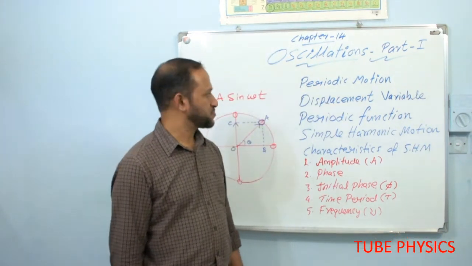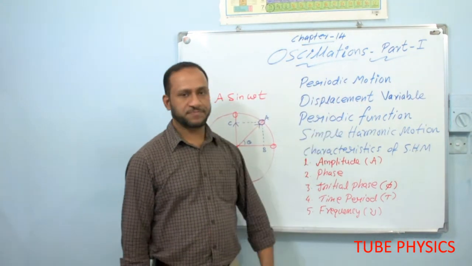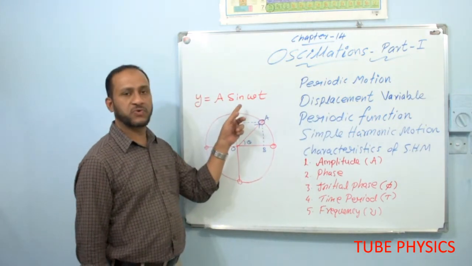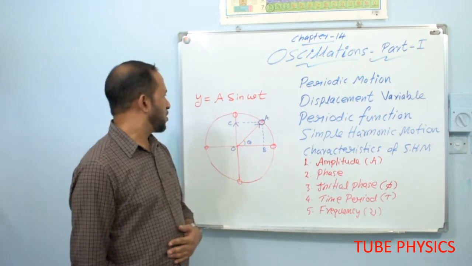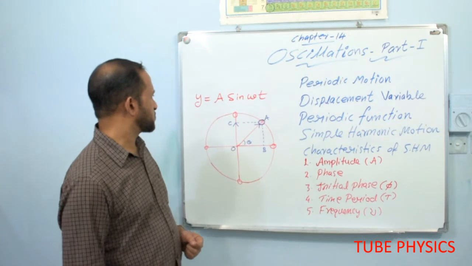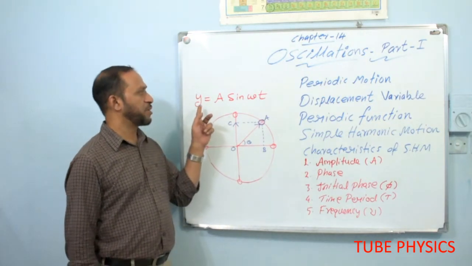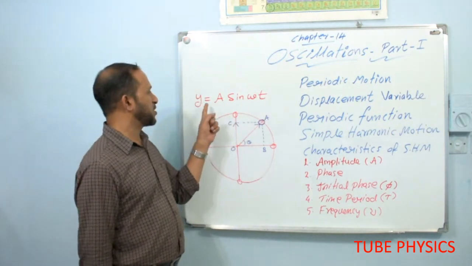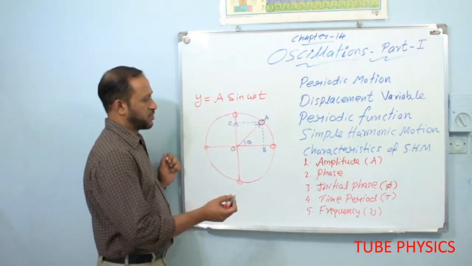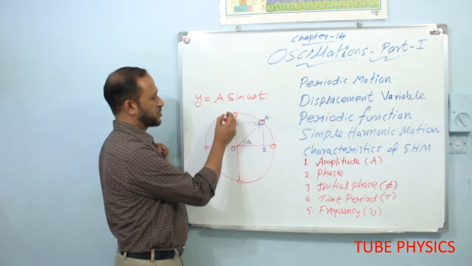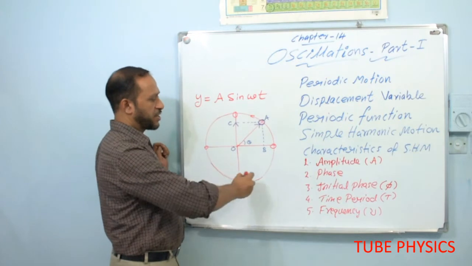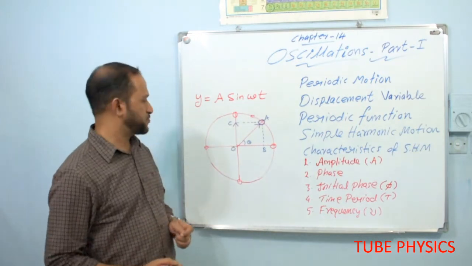Now we can see what is meant by a periodic function. An example of a periodic function is y equal to a sin omega t, or y equal to a cos omega t can also be a periodic function. We'll see what is the meaning of a periodic function and what is the meaning of y equal to a sin omega t. We know that the motion of a particle in a circular path is an example of periodic motion. If it repeats again and again, it is a periodic motion.